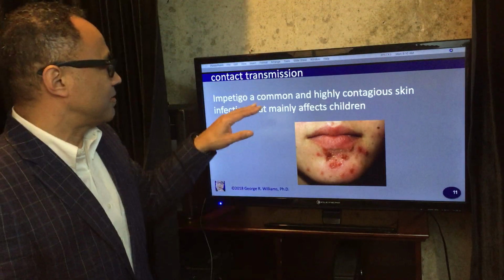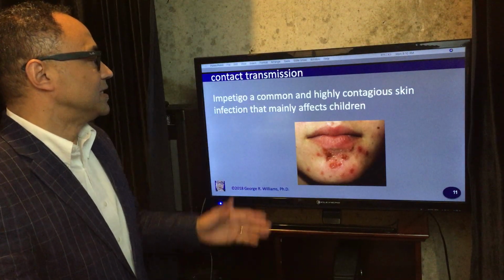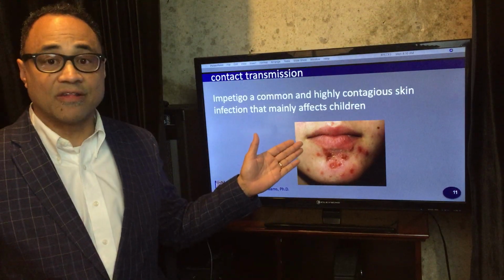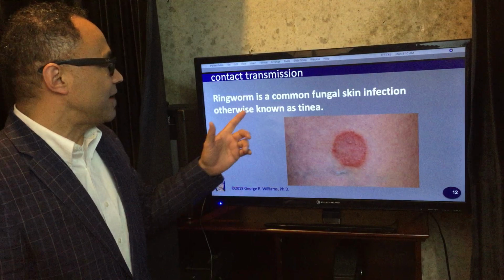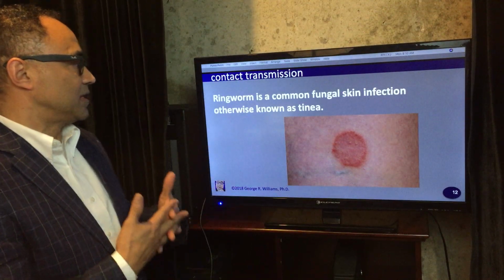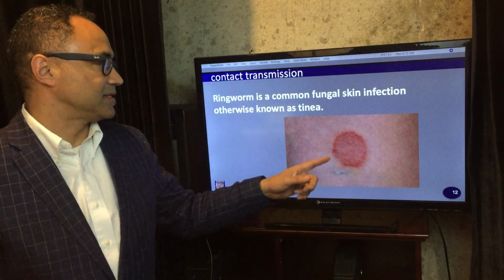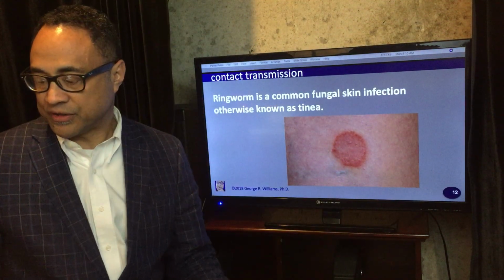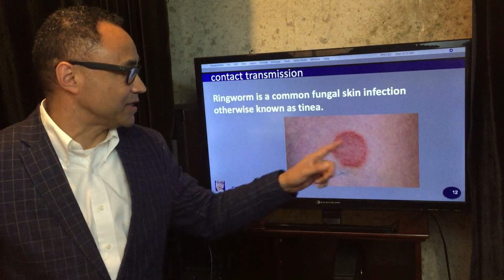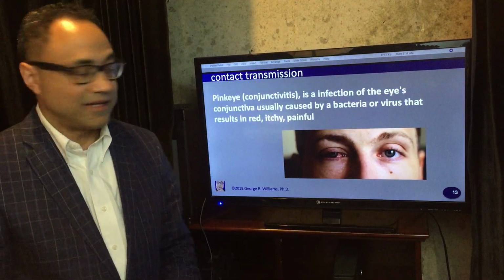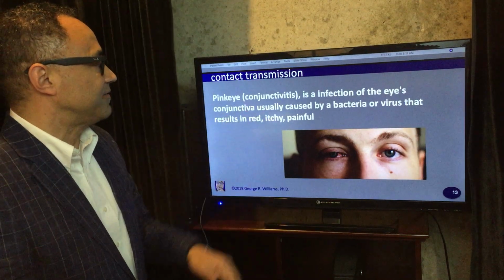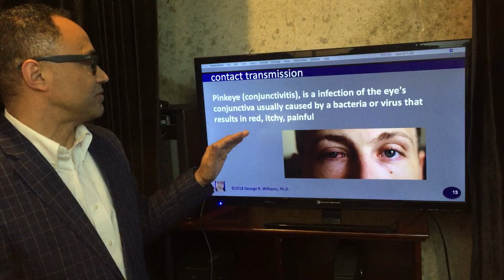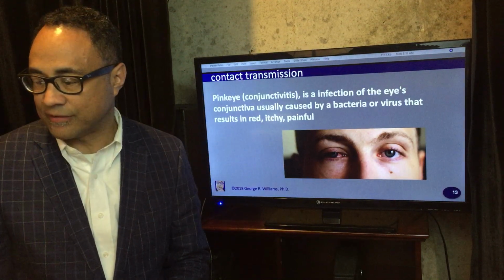And so impetigo is a common and highly contagious skin infection that mainly affects children. So a common place that appears is on the face. And then you have the ringworm, which is a common fungal skin infection, otherwise known as tinea, in the shape of a ring. And so it can have variations that look like this. Next is pink eye, and it's an infection of the eye, usually caused by a bacteria or virus that results in red, itchy, painful.